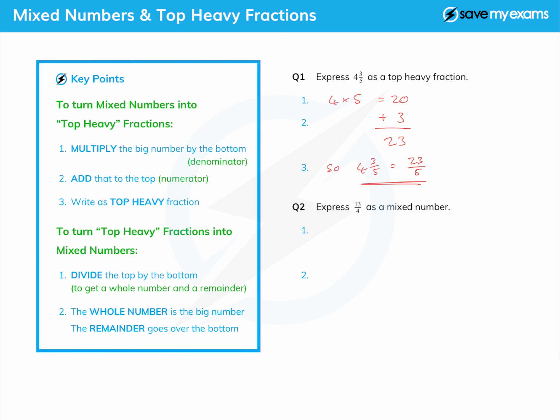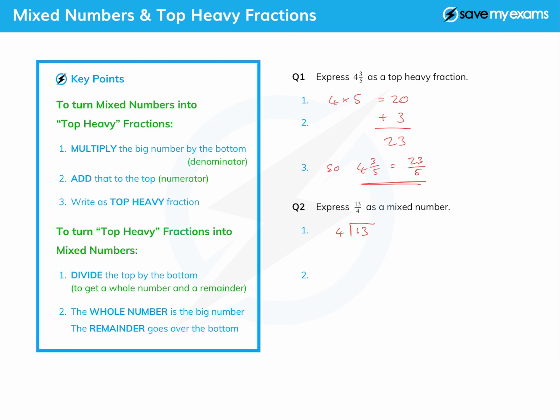Right, what about going the other way? Let's express 13/4 as a mixed number. Okay, well, the question we have to ask ourselves, let's have a look at the key points, is how many times does 4 go into 13? So we divide the top by the bottom, that's the 13 by the 4, and we get a whole number and a remainder. And the whole number is the big number, and the remainder goes over the bottom next to it. So, quite simply, we say, right, let's do 4 into 13.